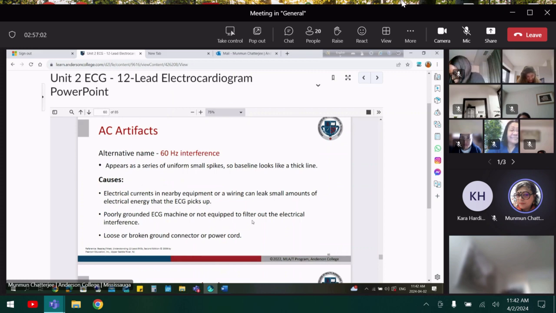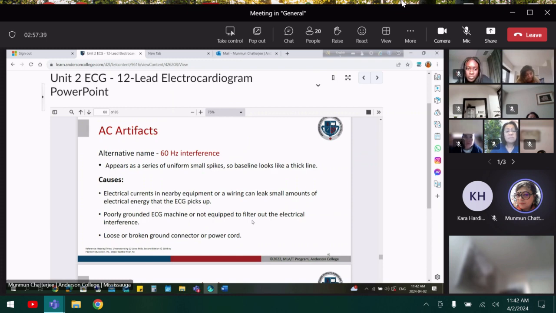Then we have AC artifacts. So far we learned about muscle artifacts, which are caused by somatic tremors, and how they look. Then the wandering baseline is from loose electrodes, defective electrodes, lead wires, electrode connections and other things. What is the AC artifact? AC artifact's alternate name is 60 Hz interference. Sometimes the question comes as AC artifacts, or it comes under the name 60 Hertz interference.